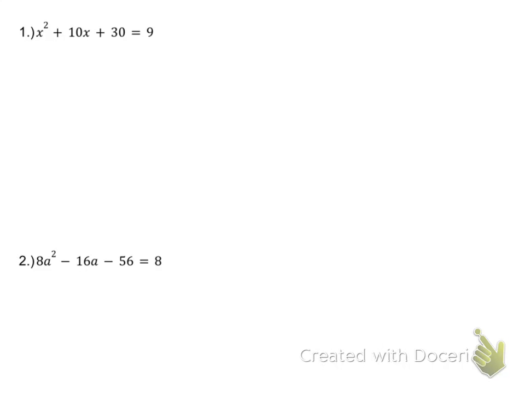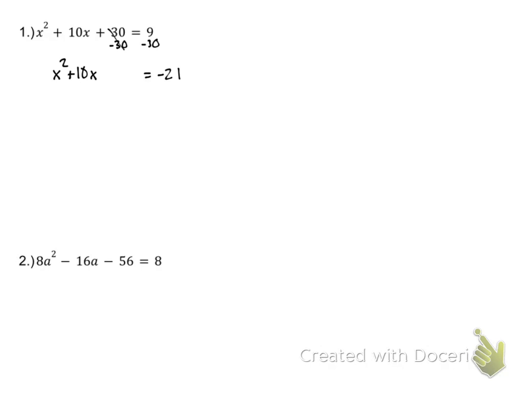And step number 1 said, separate. There are some x's, and then there's some non-x's, right? So I'm going to take 30 and bring it over. To do that, I will subtract 30. X squared plus 10x equals what? Negative 21.